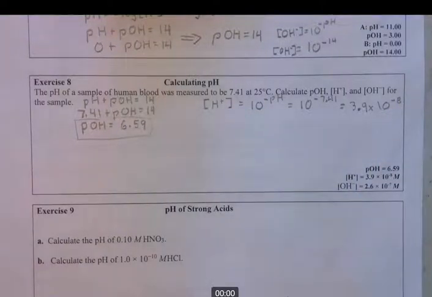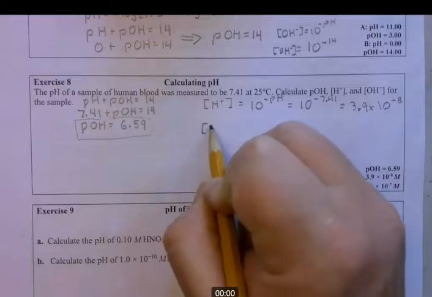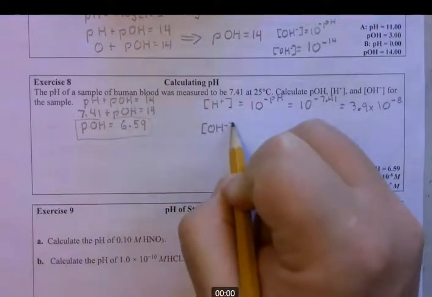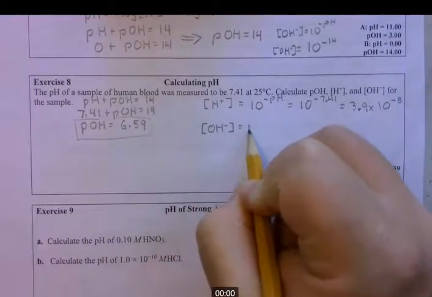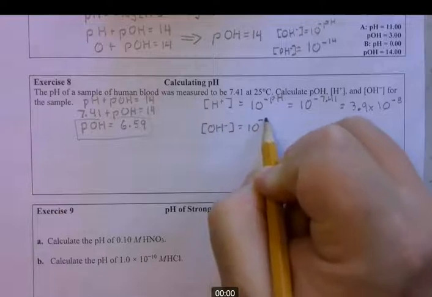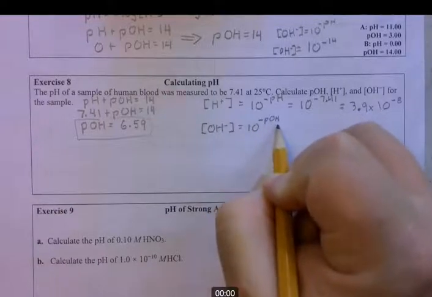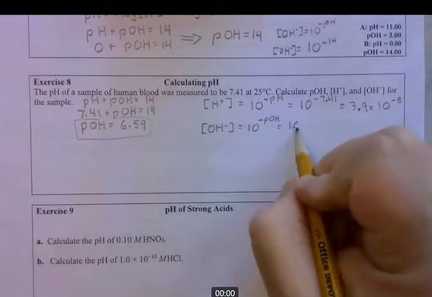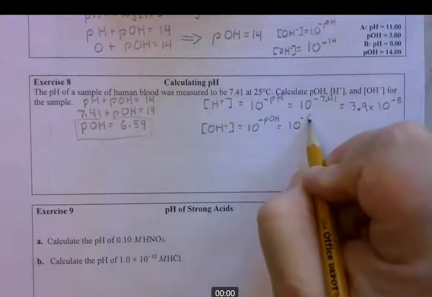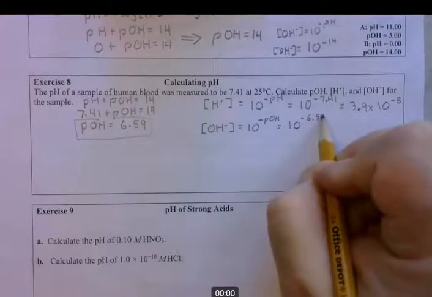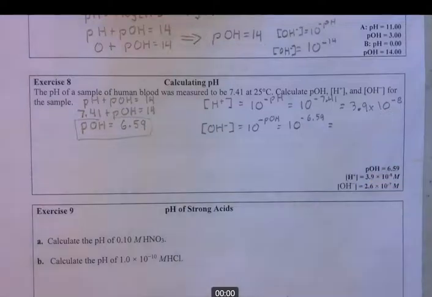All right, so there's that. And that's it, right? So we have everything else: pOH, pH, yeah. Okay. Oh, we didn't figure out OH. That's right, we didn't. Okay, so let's do that. So there it is, OH minus equals 10 to the minus pOH. And that's 6.59. Again, just go ahead and use the calculator there.